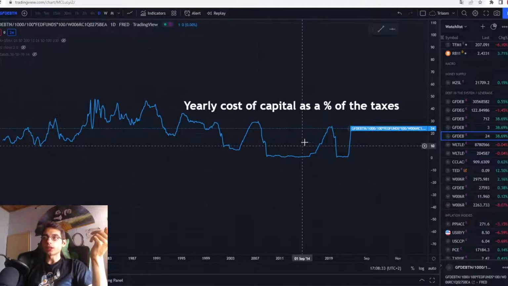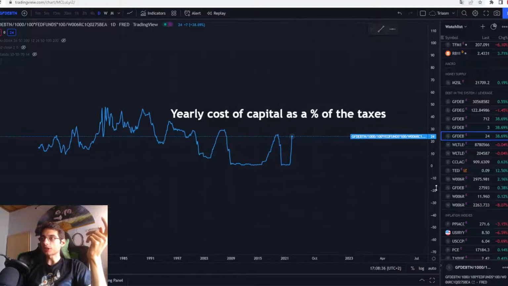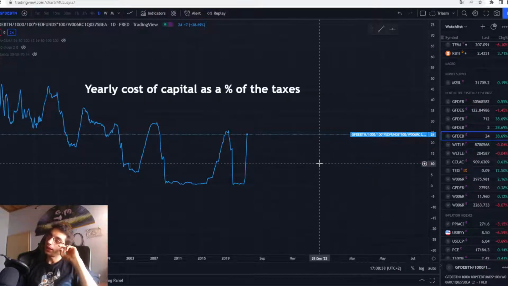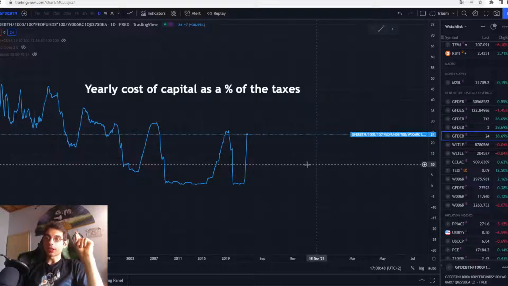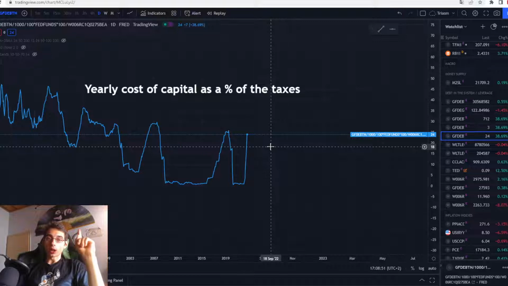And this instead is the yearly cost of capital as a percentage of the taxes. 24% of the US taxes are going into repaying the debt. That means that even if they raise taxes every year and every year and every year, they are still taking a quarter of what you give them just to repay a debt and not to provide any services. They don't give you any services. They just use it and give it to the Fed to repay the debt.